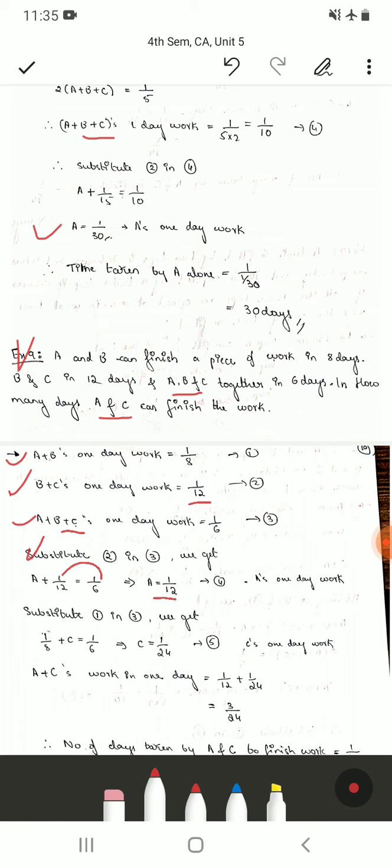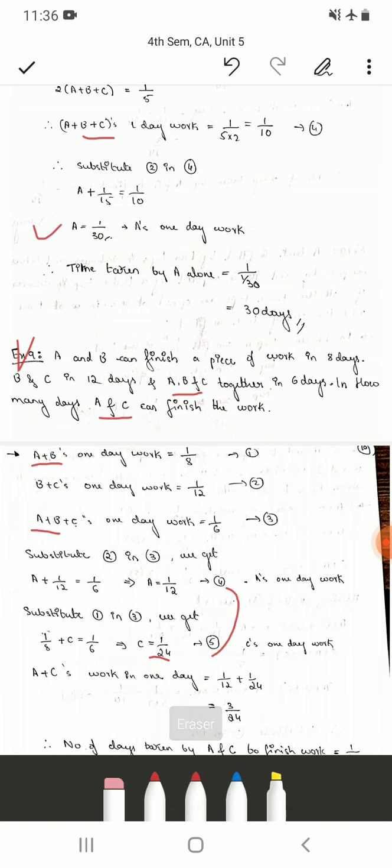Similarly, you can substitute equation 1 in equation 3 so that you get C's work. A plus B is known, 1 by 8. So in place of A plus B substitute 1 by 8, and you get C's individual work. So C is equal to 1 by 6 minus 1 by 8. When you take the LCM and simplify, you get C is equal to 1 by 24. So that is C's 1 day work. Now by adding equation 4 and 5, we get A plus C's work in 1 day. So it is 1 by 12 plus 1 by 24. You get 3 by 24.